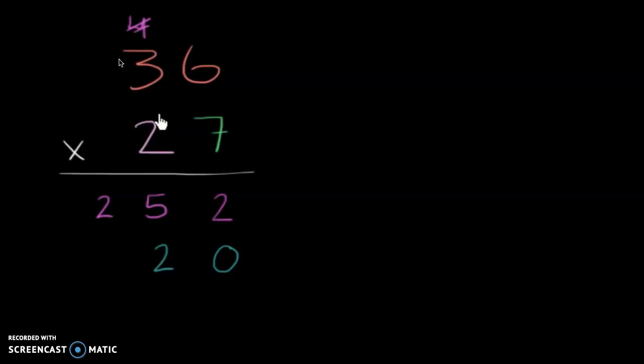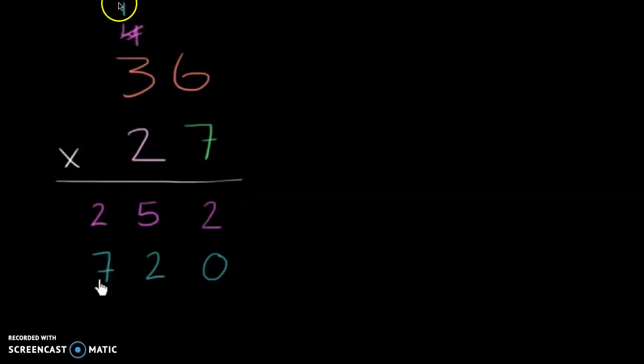Moving on to the next part, we are going to multiply 2 times 3. We know 2 times 3 is 6. Add in that carried 1, 2 times 3 is 6, plus 1 is 7. So now we've got 252 and we've got 720. Is this our product? Kind of, but not yet quite there. We need to add these numbers together in order to get the product.